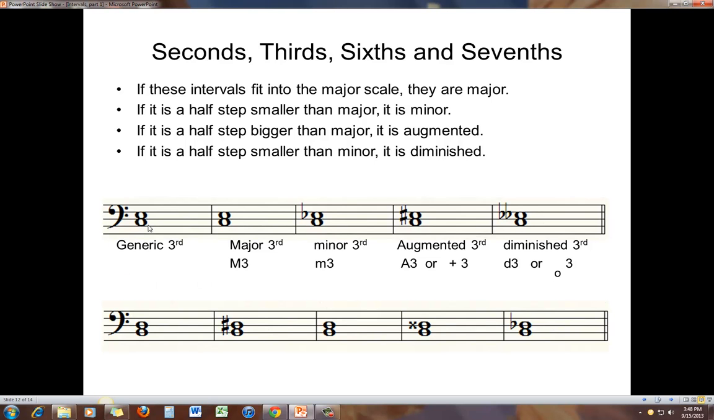So starting here, we have our generic third. Think about in the key of C, there is an E natural, so this is a major third. C to E flat is a half step smaller than the major third, so this is a minor third. C to E sharp is a half step bigger than major, so this is an augmented third. And C to E double flat is a half step smaller than minor, or a whole step smaller than major, so this is a diminished third.